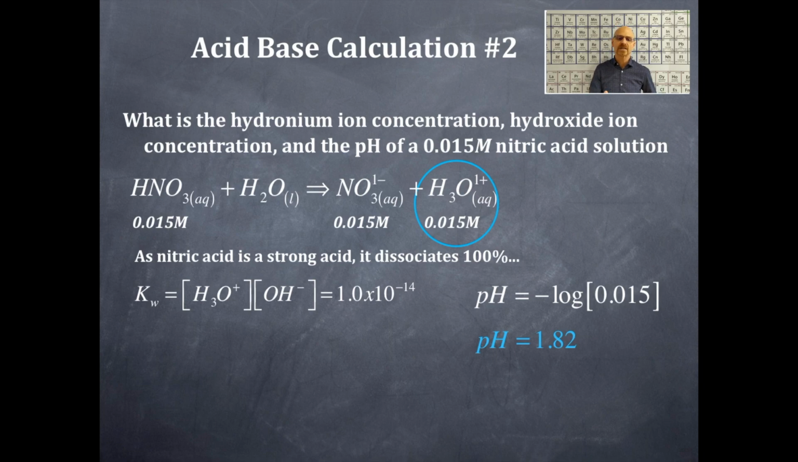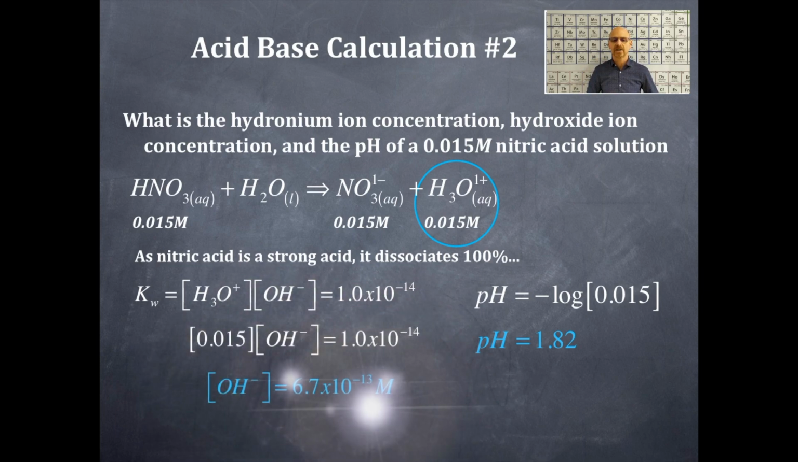So I'm going to plug into this equation the hydronium ion concentration. I've done that right there. Now I am going to divide both sides by the hydronium ion concentration to obtain the hydroxide ion concentration, and that's what I get right here. So the hydroxide ion concentration is 6.7 times 10 to the negative 13 molarity, which is moles per liter. So now I have solved for the hydronium ion concentration, the pH, and the hydroxide ion concentration of a strong acid that dissociates 100%. That is part of the key here in solving this problem.